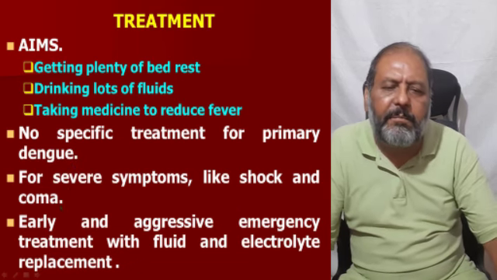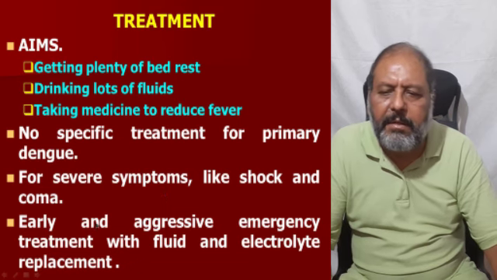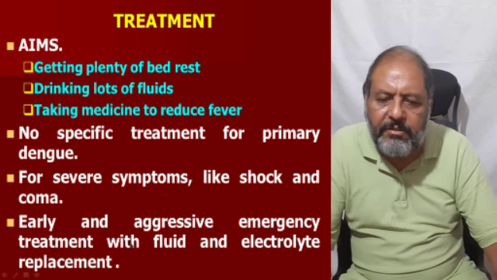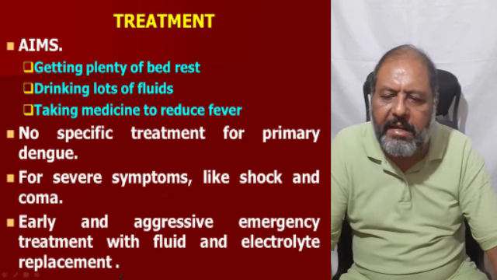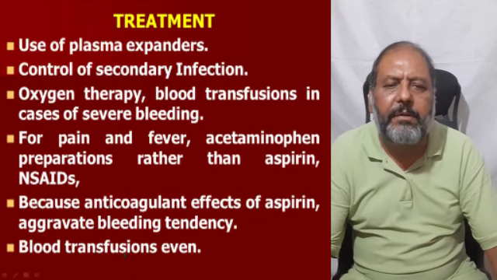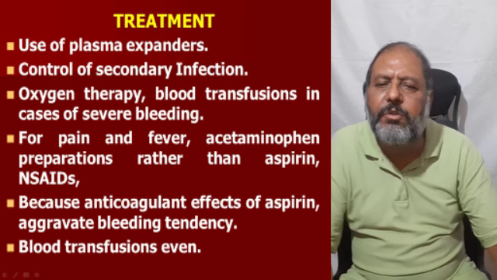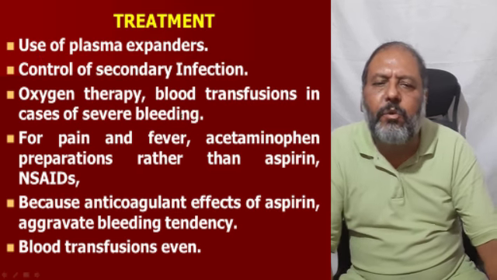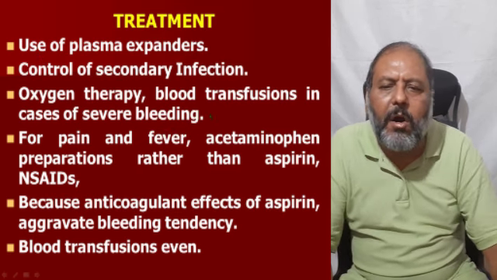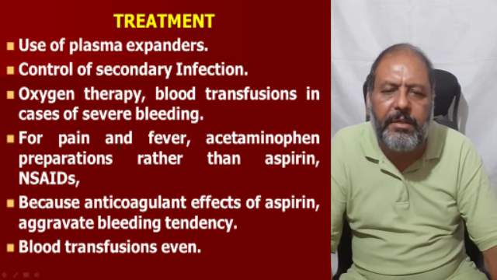For severe symptoms like shock and coma, give symptomatic treatment. Early and aggressive emergency treatment with fluid and electrolyte replacement is the drug treatment of choice for these. Now, treatment includes use of plasma expander, control of secondary infection, oxygen therapy, and blood transfusion in cases of severe bleeding.